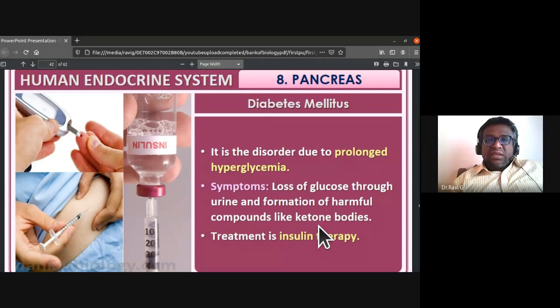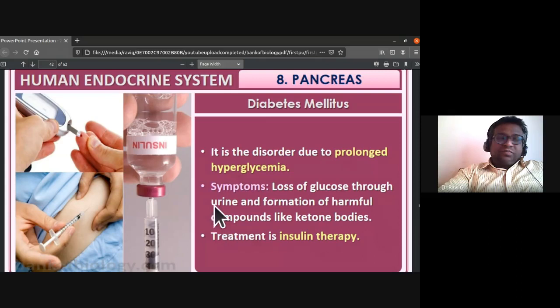So diabetes mellitus is because of deficiency of insulin hormone. It is the disorder due to prolonged hyperglycemia, which is the prolonged presence of glucose in blood. Symptoms of diabetes mellitus are loss of glucose through urine and formation of harmful compounds like ketone bodies. The treatment for diabetes mellitus is insulin therapy.